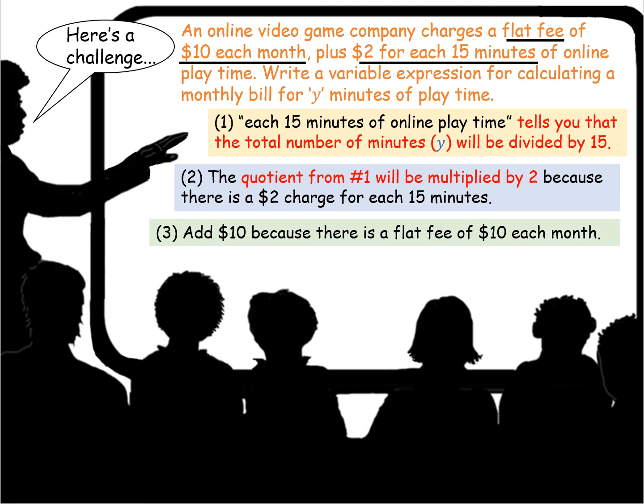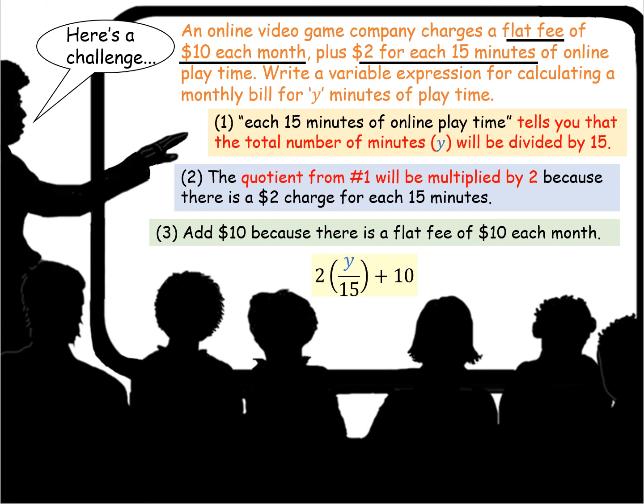So first we think each 15 minutes of online playtime tells you that the total number of minutes, which we're going to use the variable y, will be divided by 15. We also know from the problem that the quotient from number 1 will be multiplied by 2 because there's a $2 charge for each 15 minutes. And we also know that we have to add $10 because there's a flat fee of $10 each month.